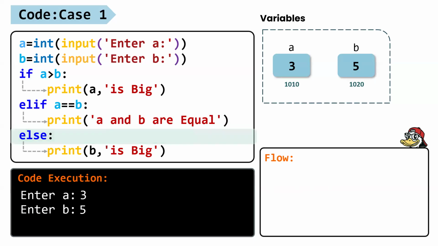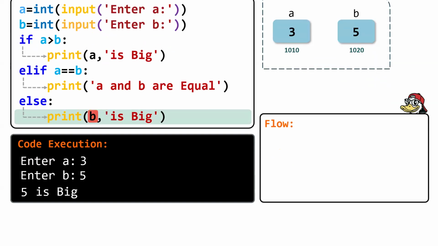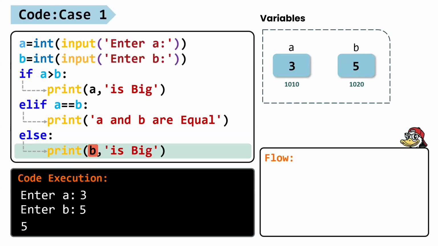We don't have any conditions to check. Obviously, A is not greater than B, A is not equal to B. So by default, B is the bigger element. So B is the bigger element, and 5 is big will be printed. Okay, that's it. That is the first case. Let us see one more case.